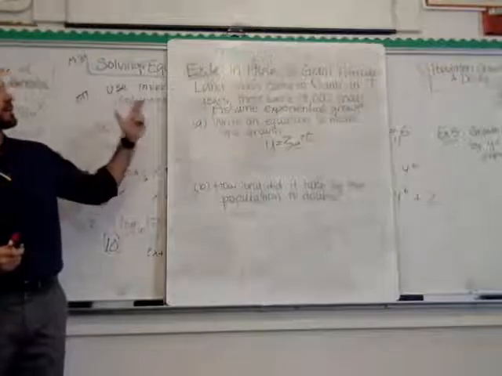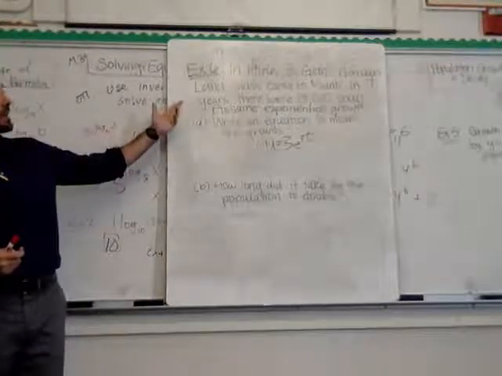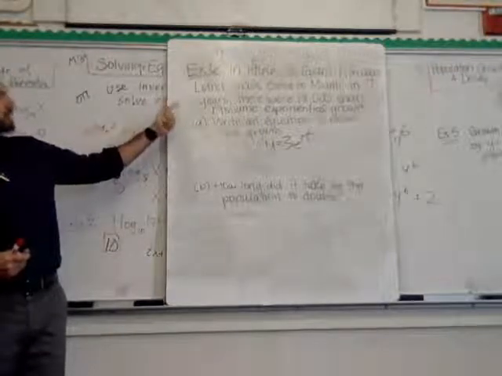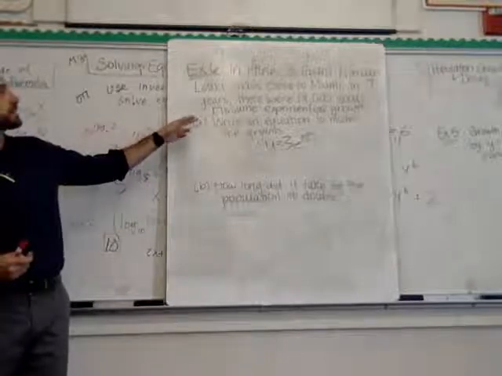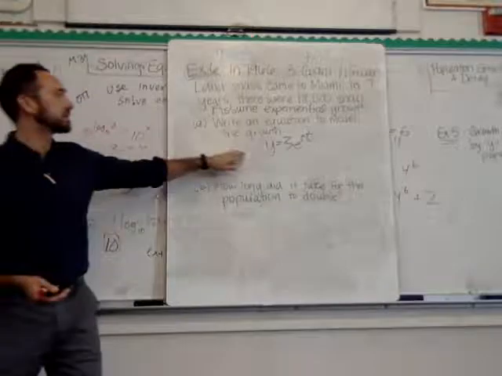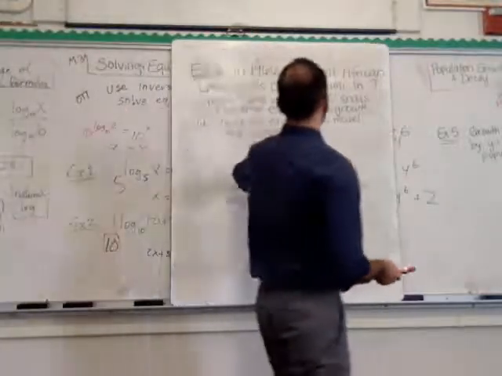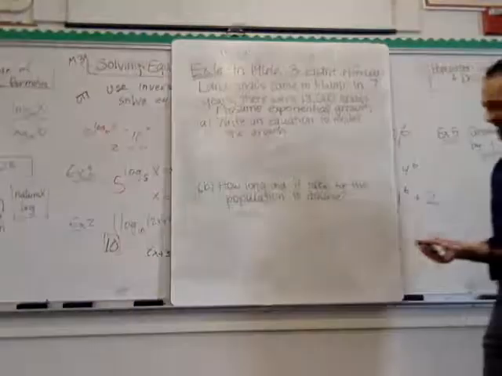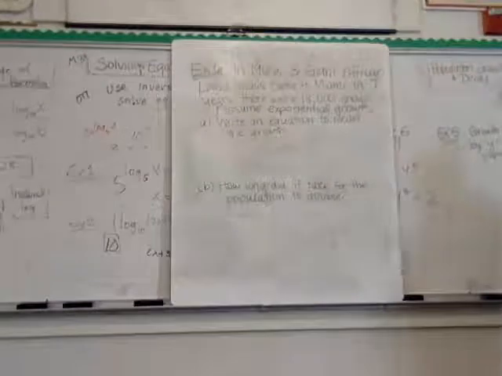So 3 giant land snails came to Miami. In 7 years, there were 18,000 snails. Assume exponential growth, obviously. Write an equation to model the growth.